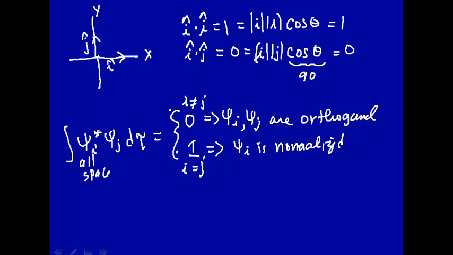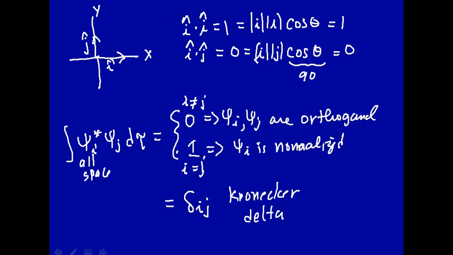Okay, a fancy way to write this is to say that this term is delta ij. So when i equals j, this term is 1. When i does not equal j, this term is 0. This is called the Kronecker, K-R-O-N-E-C-K-E-R, I think that's how you spell it, Kronecker delta.